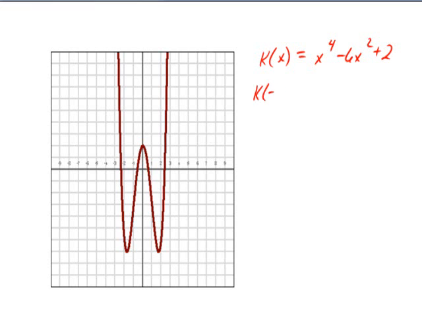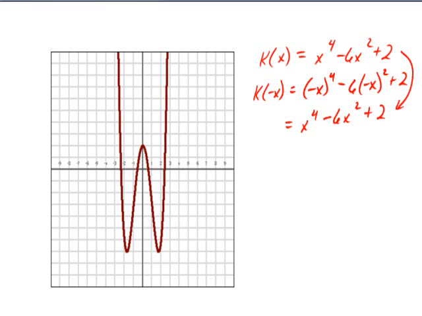Algebraically, if we replace all the x's with negative x, and simplify, a negative x quantity to the fourth is x to the fourth. Negative x quantity squared is x squared, so we have minus 6x squared plus 2. I have the exact same expression that I started with, so this must be an even function.